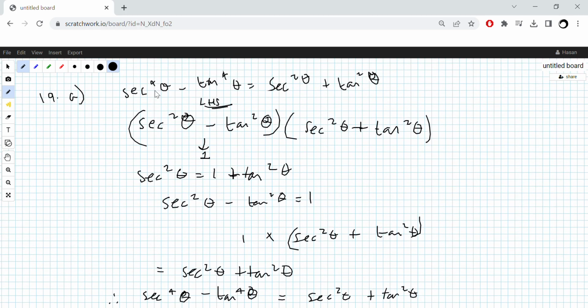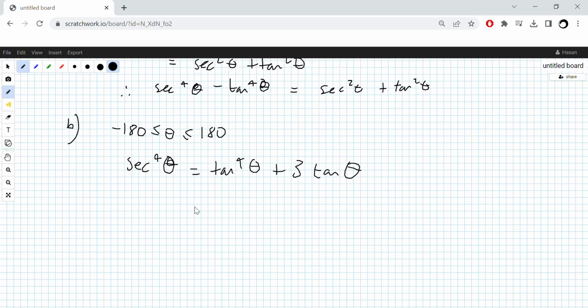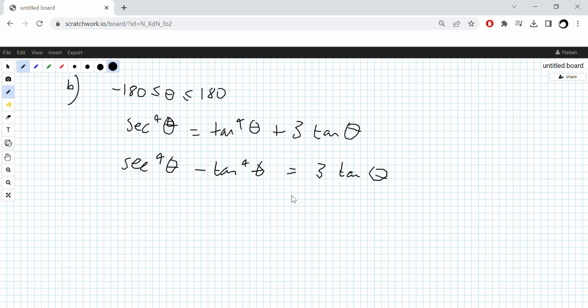So we need to somehow bring sec to the power of 4 theta minus tan to the power of 4 theta together. So what we can recognize is that we just have to bring this to the left to make it the same as part A. Equals 3 tan theta. As they told us in part A themselves, this is the same as sec squared theta plus tan squared theta, and this should equal 3 tan theta.